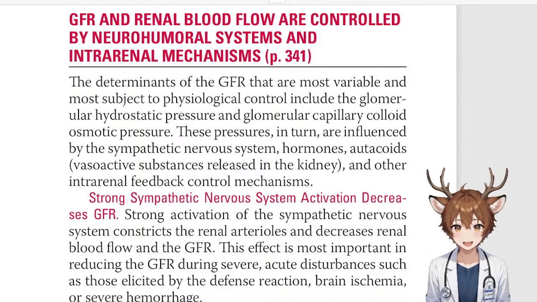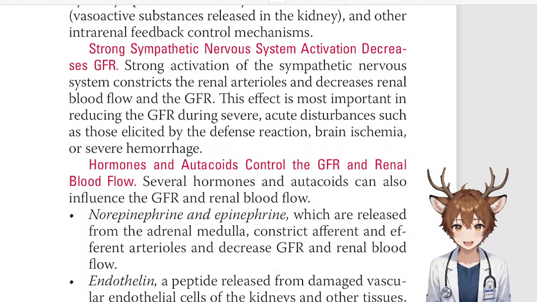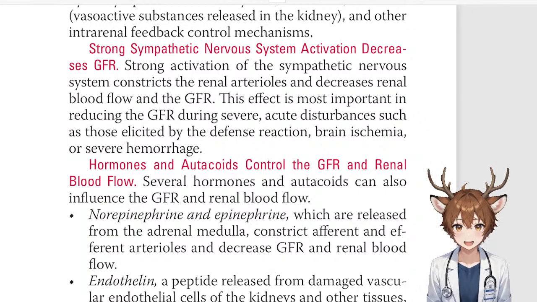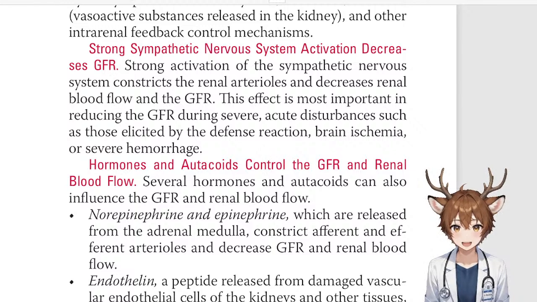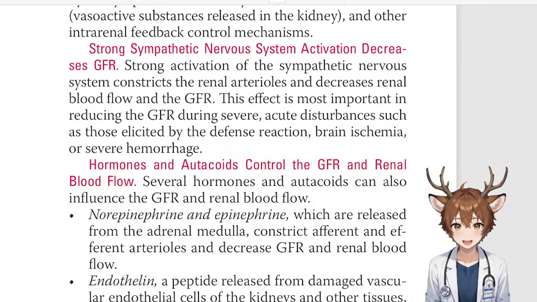Strong sympathetic nervous system activation decreases GFR. Strong activation of the sympathetic nervous system constricts the renal arterioles and decreases renal blood flow and the GFR. This effect is most important in reducing the GFR during severe, acute disturbances such as those elicited by the defense reaction, brain ischemia, or severe hemorrhage.